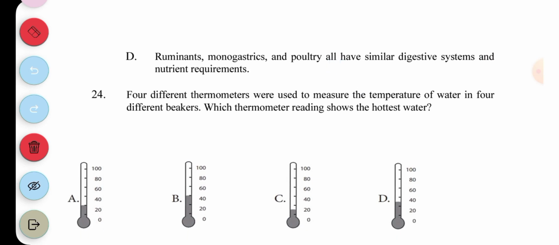Four different thermometers were used to measure the temperature of water in 4 different beakers. Which thermometer reading shows the hottest water? So this thermometer is around 20. This thermometer reads 40. This thermometer reads about 10. And this thermometer reads about 30. So looking at it, option B is reading 40, which seems to be the highest. So question 24 is B.